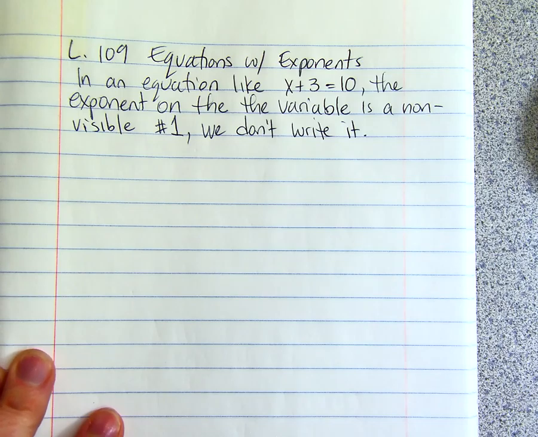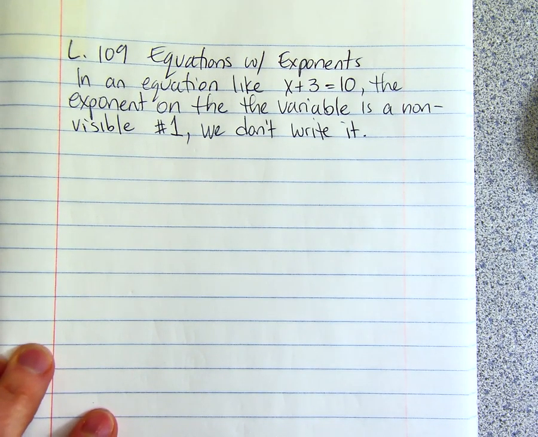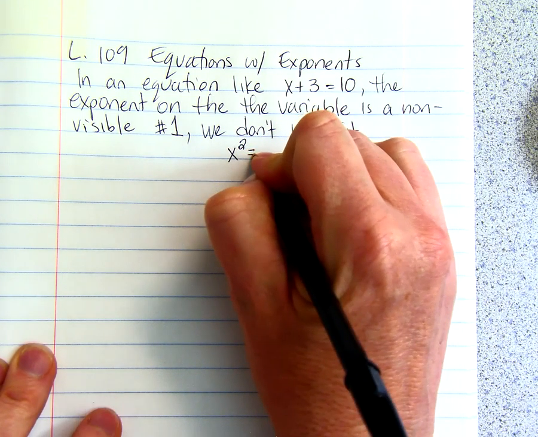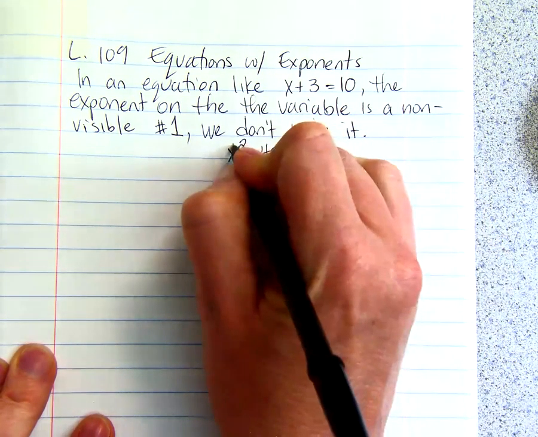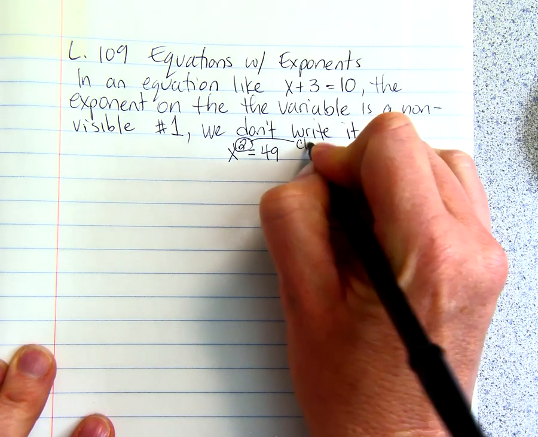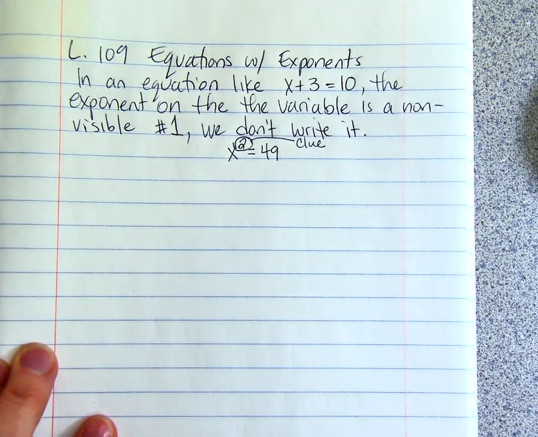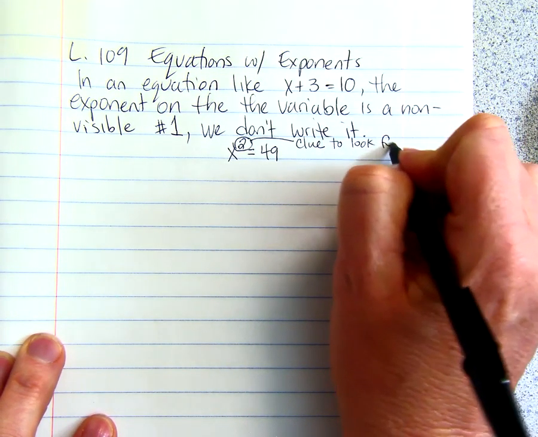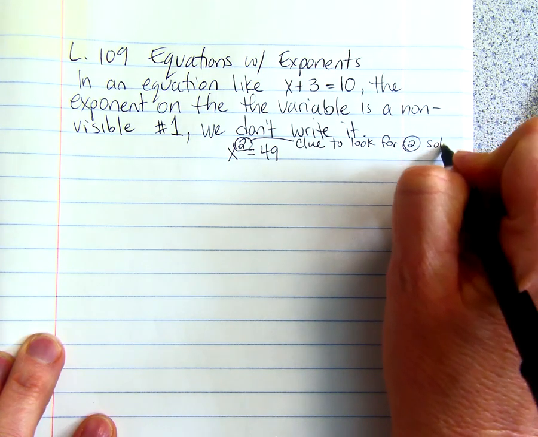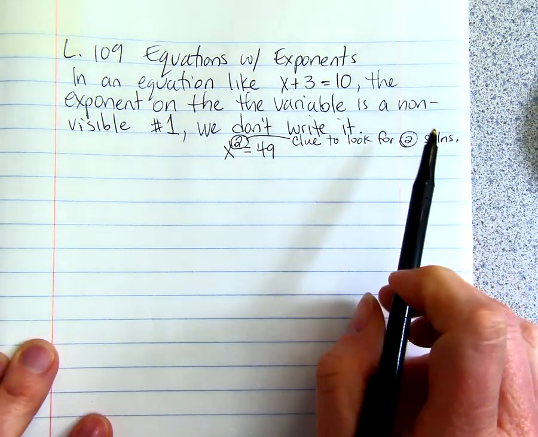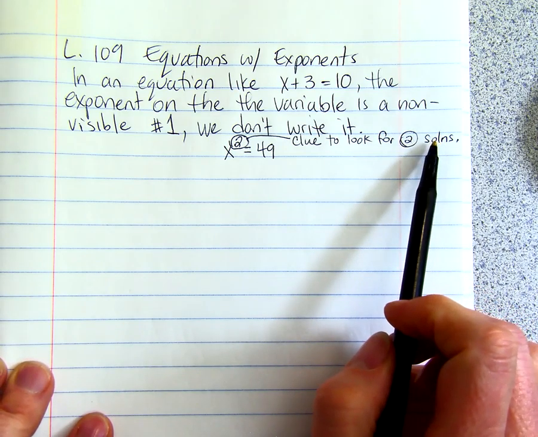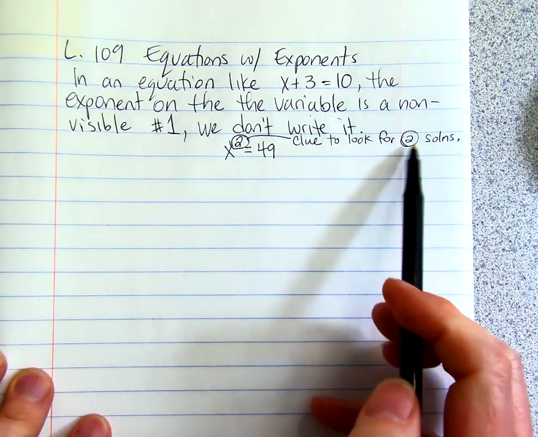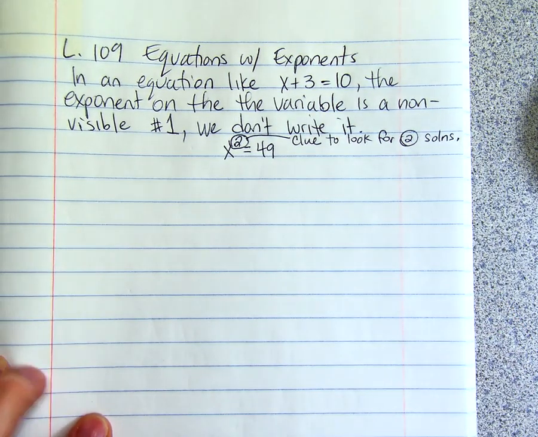So if you see an equation where the exponent is higher than a 1, like this one, x squared equals 49, you look at the 2, and that's a clue. And the clue is there will be 2 solutions. I don't know if you guys know this shorthand, SOLN stands for solution. So I just have SOLNS for solutions.